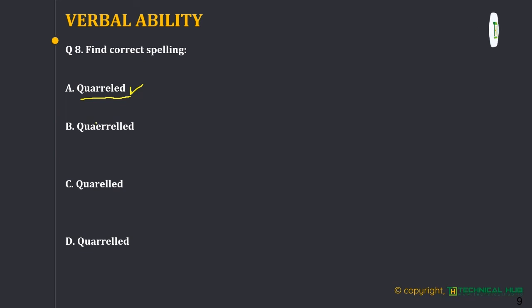Here they gave one extra E, so that's why it is wrong. Okay. Quarreled. This is single R only they gave. That's why it is wrong. So here double L they have given. That's why it is wrong. So obviously the first one is the right answer.